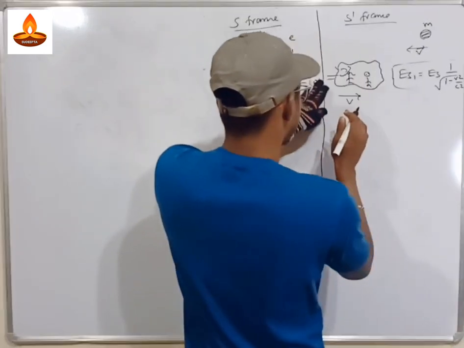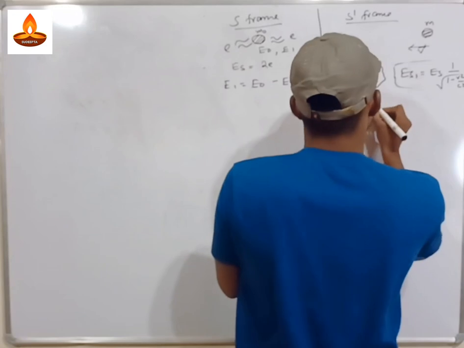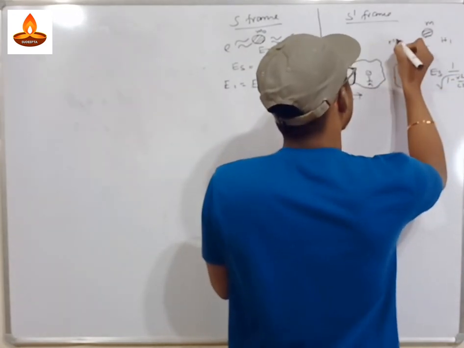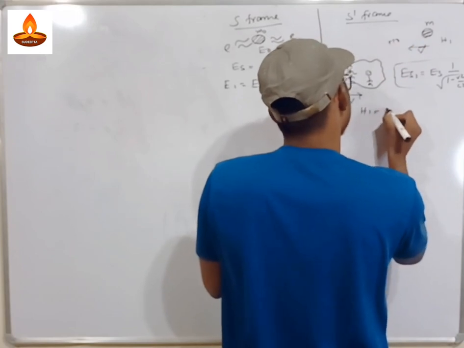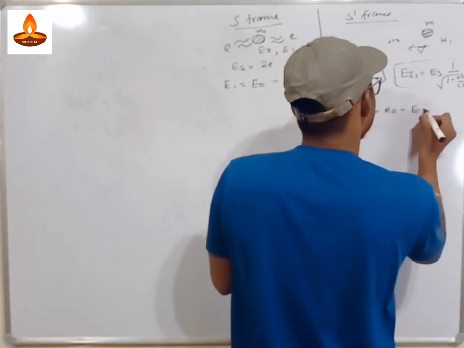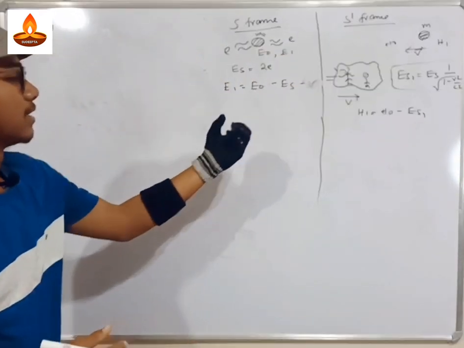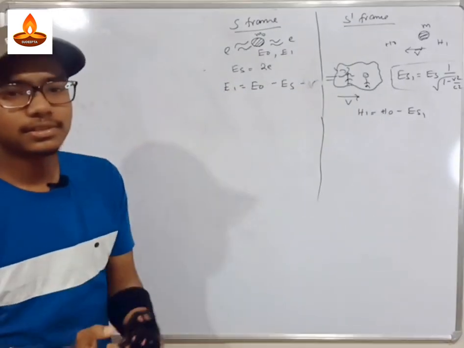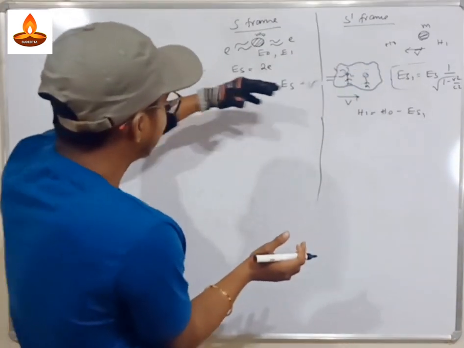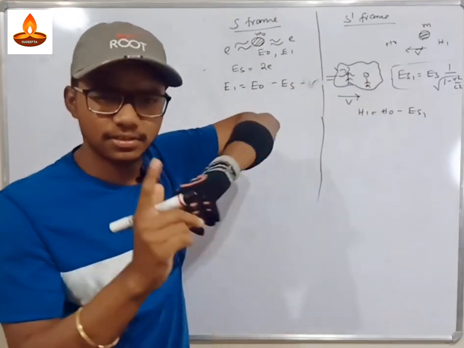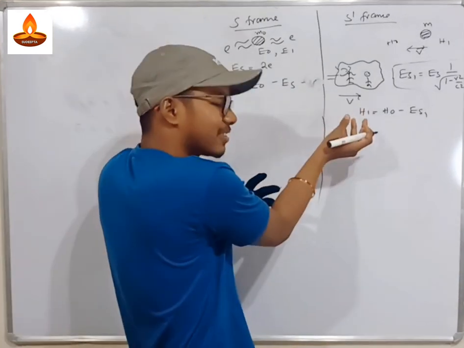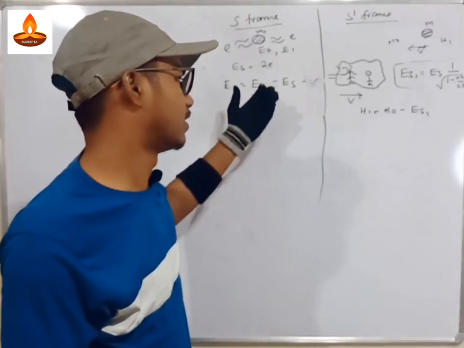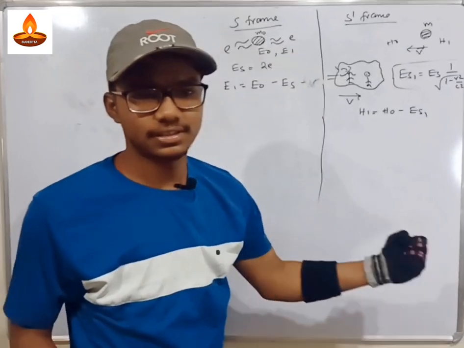Here also, the same thing: it has the energy after emission, H1, and before emission, H naught. That is, H1 is equal to H naught minus ES dash. We have seen this equation before. So what are we going to introduce? What is the difference in these two equations, I mean the two frames? That is the only difference: here it adds some kind of velocity. Here it is at rest, and here it is in motion.